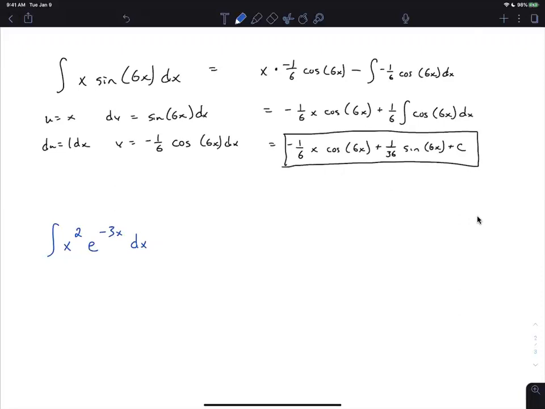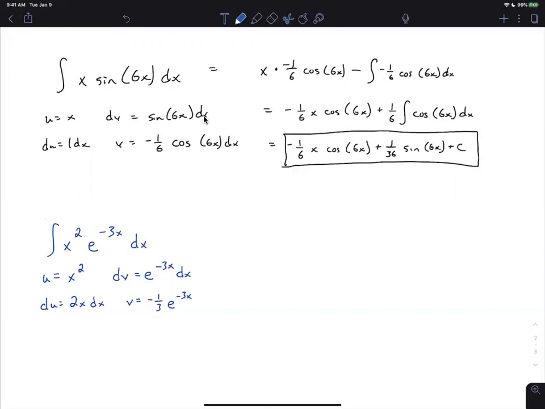Yeah, x squared. Somebody's saying that in the chat. U equals x squared. And then that's going to leave dV to equal e to the negative 3x dx. So if we do that, then du is 2x dx. It's the derivative of u. And v is the antiderivative of e to the negative 3x, which is negative 1/3 e to the negative 3x, because again, that's a quick u substitution where u would equal negative 3x. Any questions on that so far?